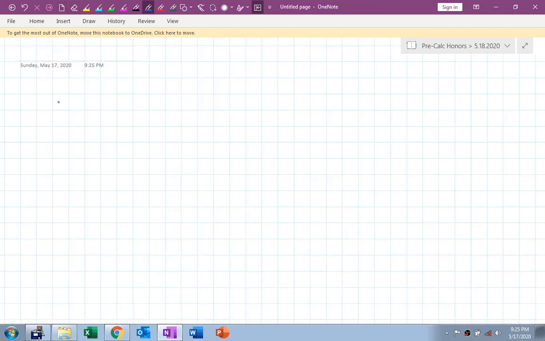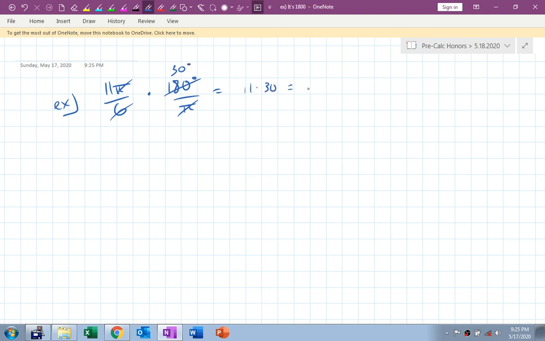But let's say we have 11 pi over 6. Ah, crap, 11 pi over 6. Whose idea was this? So let's first convert it. Remember, to convert radians to degrees, you multiply by 180 and divide by pi. So that goes away. I think this becomes 30. So 11 times 30 is 330 degrees.